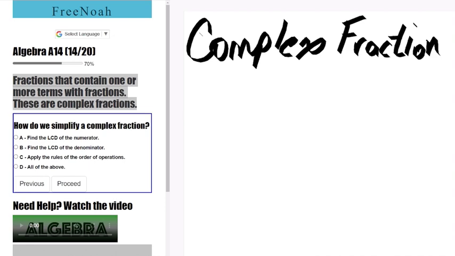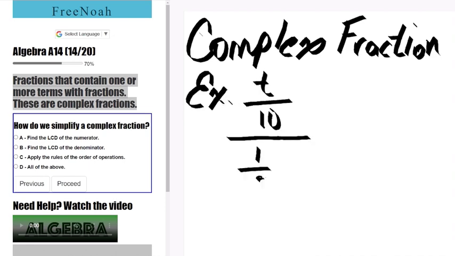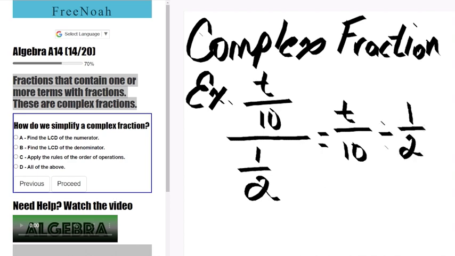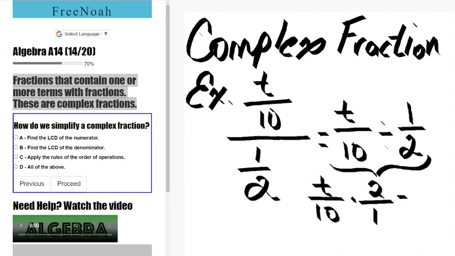For our first example, we're going to take t, the variable t, over 10 divided by 1 over 2. Let's rewrite this horizontally. T over 10 divided by 1 over 2. We're going to change the division into multiplication and flip the second fraction and replace it by the reciprocal. So we have t over 10 times 2 over 1.